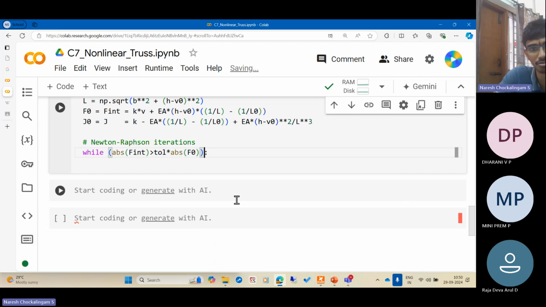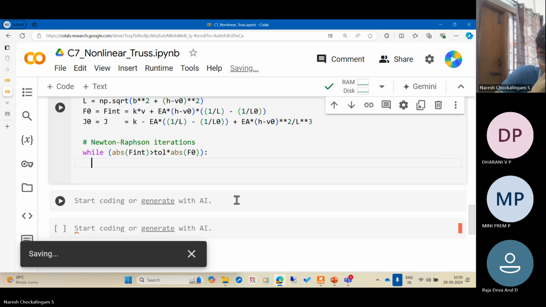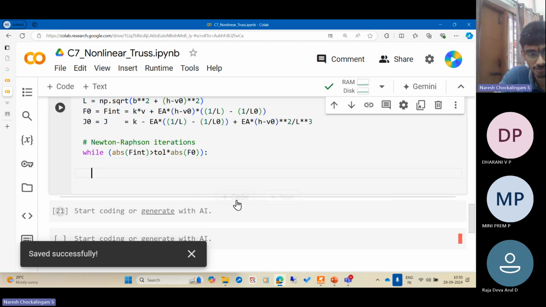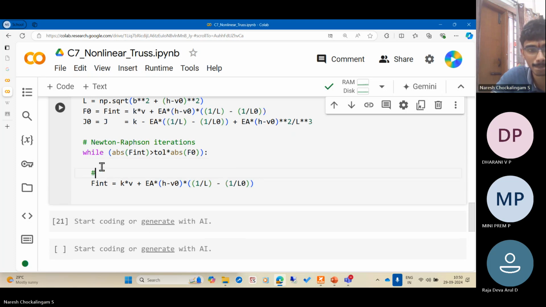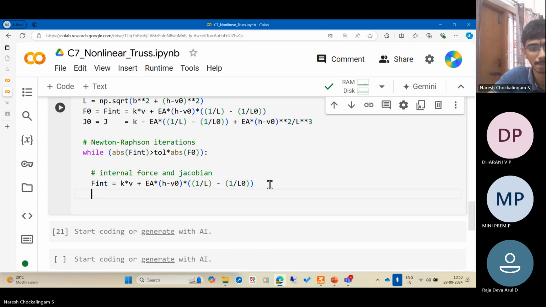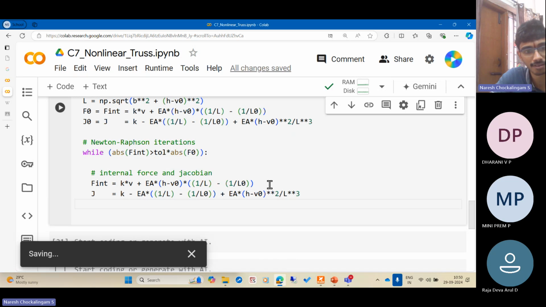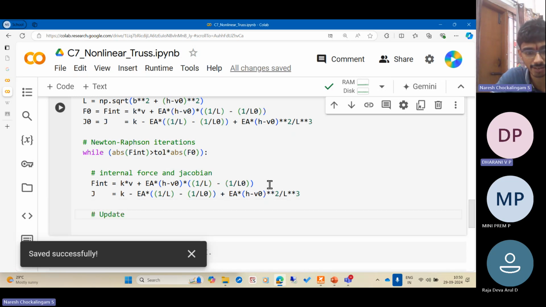Okay, while this condition is true, what should we do? We should find F int. F int is this, so this is the internal force. And Jacobian. Right, then we have G. Okay, then what should we do? Update V, right?